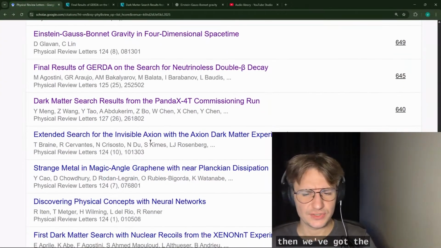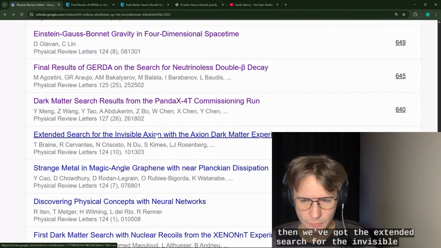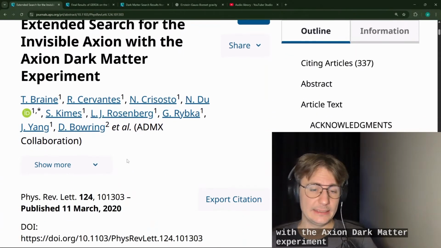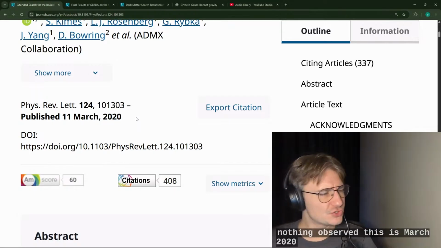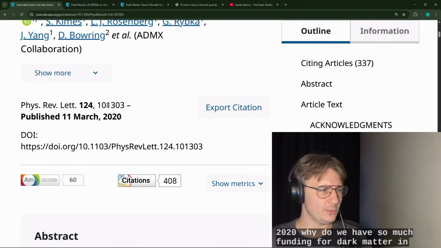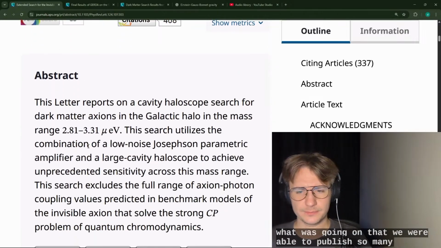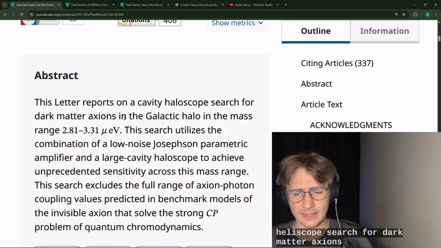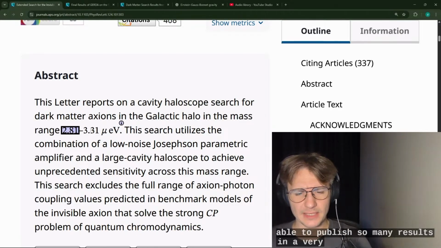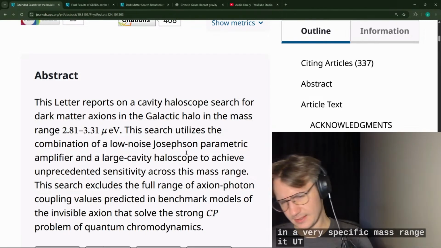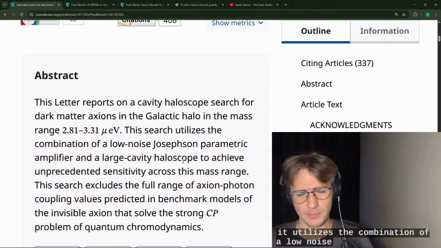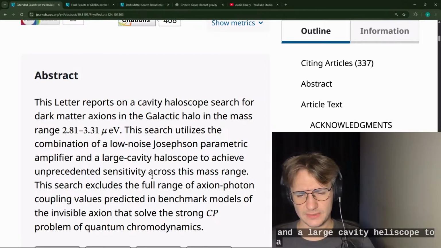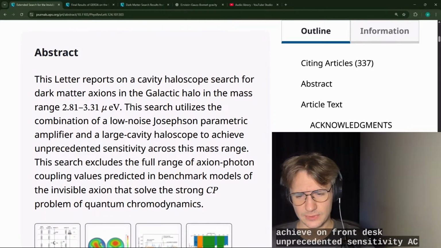Then we've got the extended search for the invisible axion with the Axion Dark Matter Experiment. Nothing observed. This is March 2020. Why do we have so much funding for dark matter in 2020? What was going on that we were able to publish so many results? This letter reports on a cavity haloscope search for dark matter axions in the galactic halo in a very specific mass range. It utilizes the combination of a low-noise Josephson parametric amplifier and a large cavity haloscope to achieve unprecedented sensitivity across the mass range.